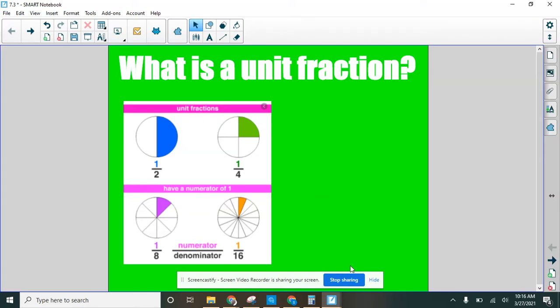Hello, fourth graders. Welcome. It's time for lesson 7.3. We're going to be looking at multiples of unit fractions.